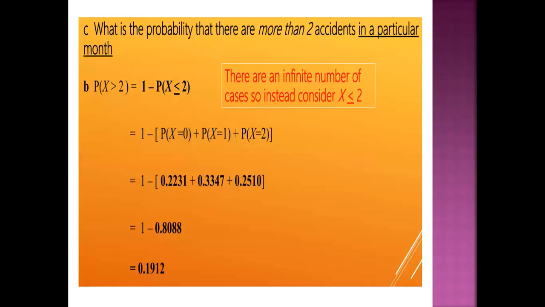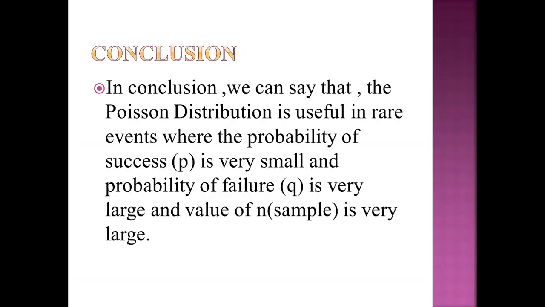So, considering the whole scenario, we will combine the probability of no accident, one accident, and two accidents, and subtract from one according to the formula. Then the answer will be 0.19. So this will be the probability of having more than two accidents in a particular month. In conclusion, we can say that the Poisson distribution is useful in rare events where the probability of success is very small and the probability of failure is very large, whereas the value of the sample is very large.